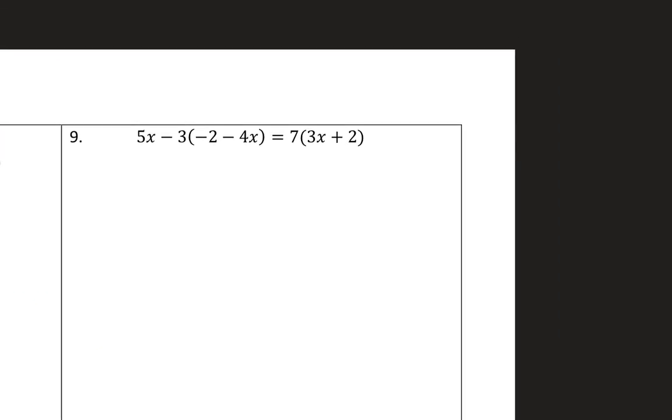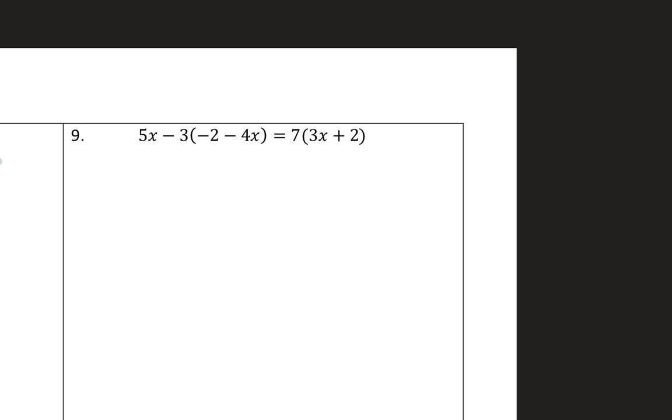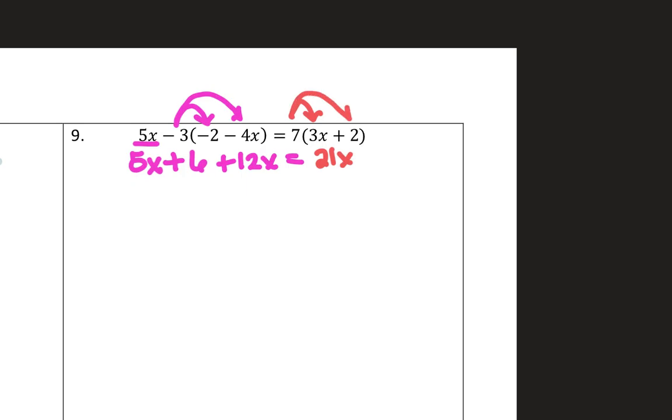All right, looking at 9. So we do have to distribute twice. We're going to distribute negative 3 times negative 2, that's positive 6. Negative 3 times negative 4, that's positive 12x. And then this 5, we need to bring that 5x down. All right, on the right side, we're going to do the same thing. 7 times 3 is 21x. 7 times 2 is 14.